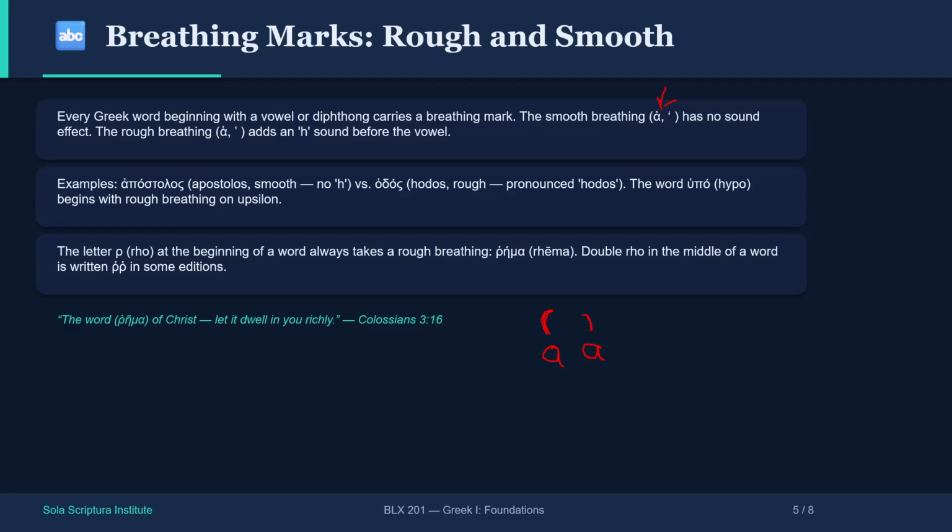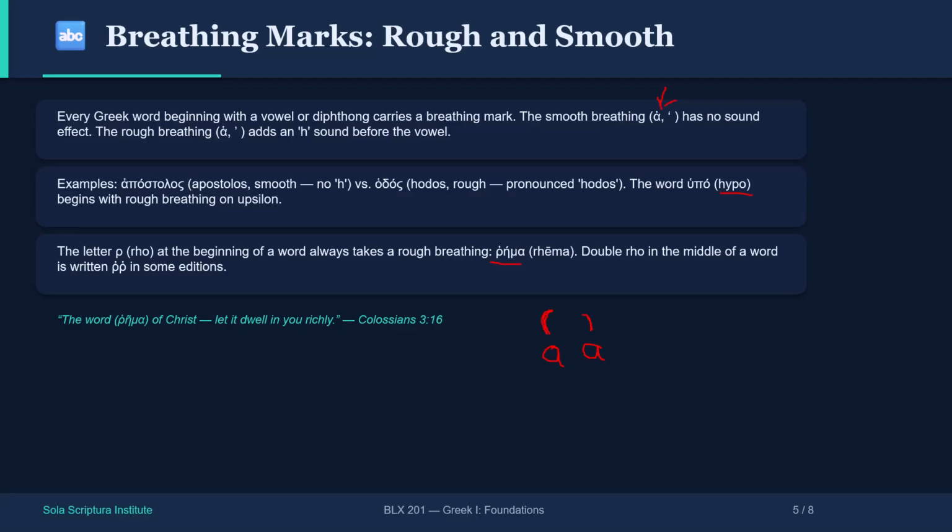So whenever the rough breathing mark is on a word, you're gonna pronounce it like an H begins the word. So for instance, if you have upsilon, P, omicron, and there's a rough breathing mark on the upsilon, you're gonna say hupo. You're going to pronounce it with an H, right? So the letter rho at the beginning of a word always takes a rough breathing mark. So we have rhema, right?